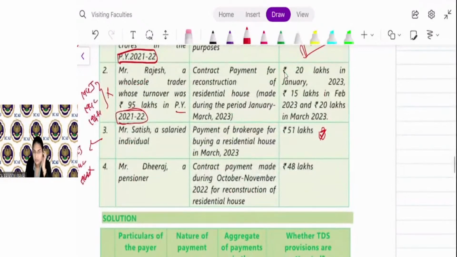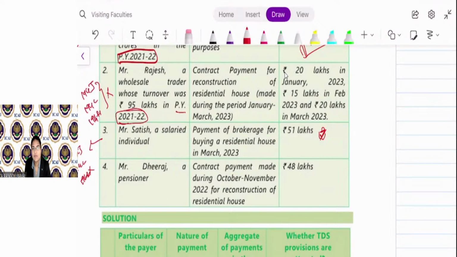Chalo, last point. Mr. Dheeraj, a pensioner. He is a pensioner, so there is no turnover. So 194J, 194C, and 194H is not applicable. The nature of payment is contract payment made during October-November 22 for reconstruction of residential house, 48 lakh. Contract payment is there? Yes. So 194C is not applicable. Why? Because he is a pensioner and he does not have any business income in the last year.